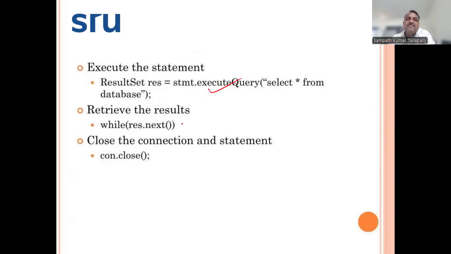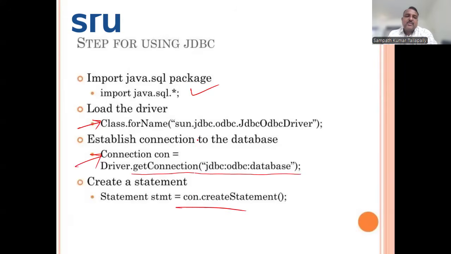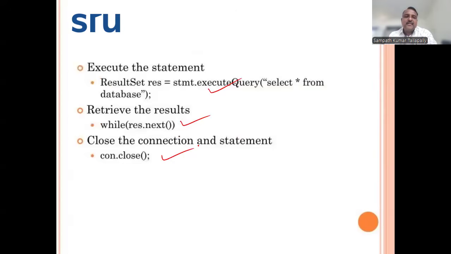Then we are going to have the results, and then we are going to close the connection. So when I open a connection, we need to close that connection. The connection can be closed by using close. So we establish the connection here, and we are going to close the connection there.